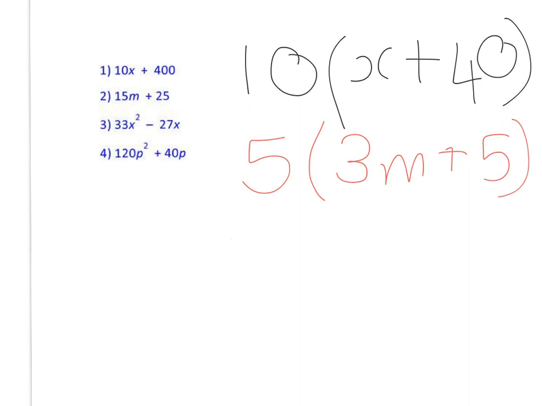Number 3 now. Again, we're looking at these two terms. We've got 33x squared and 27. Let's look at the numbers first. 33 and 27. The biggest number that goes into both of them is 3. So I'm putting 3 here.